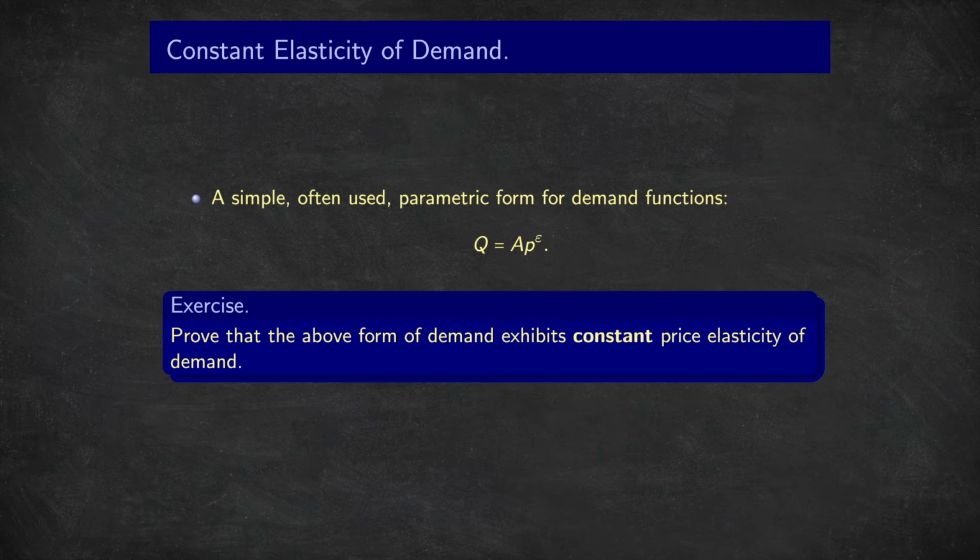Really, it's a family of functions. So it's demand, capital Q, is equal to some constant capital A, which is positive, multiplied by price to the power epsilon. Now, we've already used epsilon to denote price elasticity of demand, so we need to make sure that our use of epsilon here is indeed appropriate. So we'll prove this as an exercise.